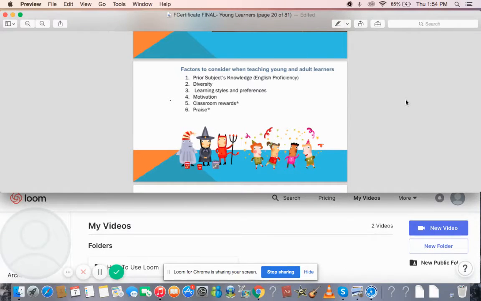So factors to consider when teaching young and adult learners. First, prior subject knowledge, usually their English level. So later we will discuss more of how to know their level based on CEFR, which is Common European Framework of References for Languages. And second, diversity. Third, learning styles and preferences. Four, motivation, which is the heart of this presentation. Then we have classroom rewards and phrases which are forms of incentive.